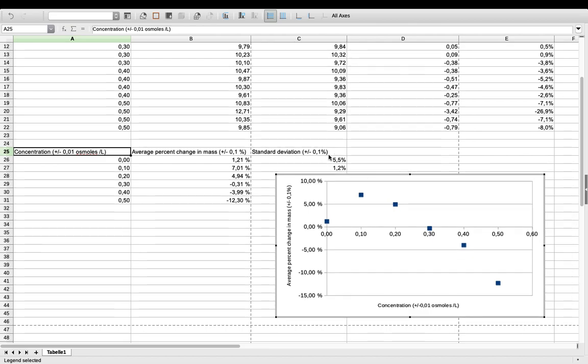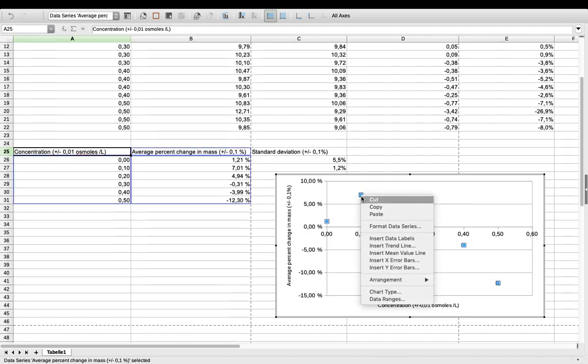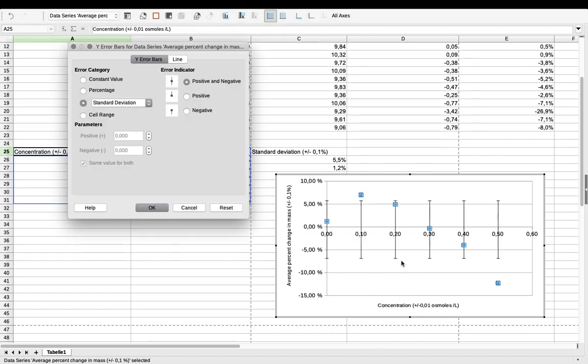But now I need to include this standard deviation data. And the best way to represent standard deviation data is with error bars. So I'm going to insert Y error bars because these are associated with the Y axis. These aren't X error bars, which would be some error in the concentration. But we set the concentration at what it was, and we're very precise about that. So I'm going to insert Y error bars.